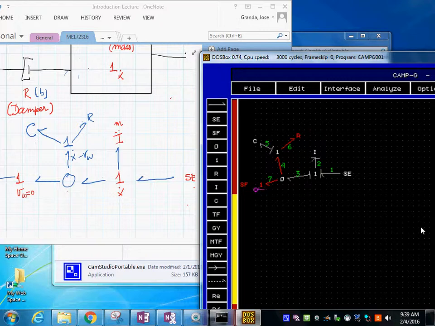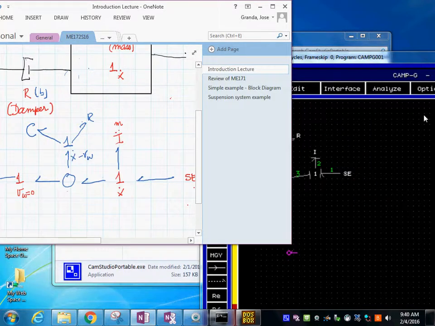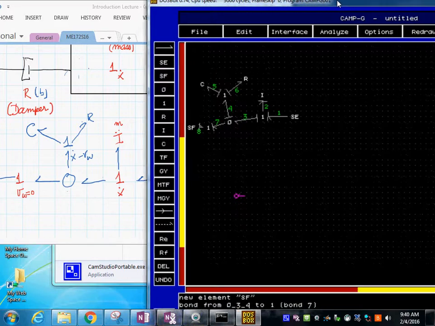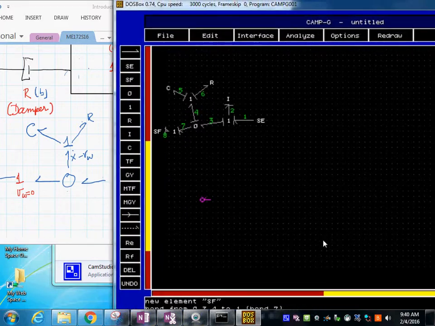And then of course we need a connection between this and this. Undo. Need to correct it a little bit, and then okay, let's move it.